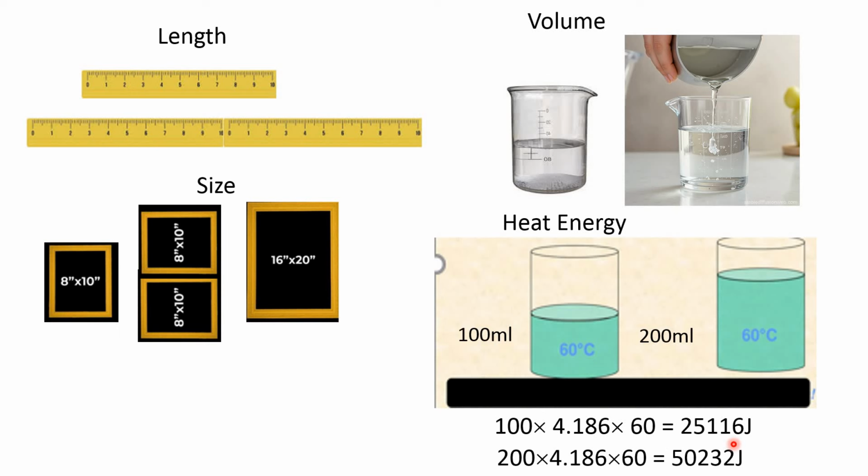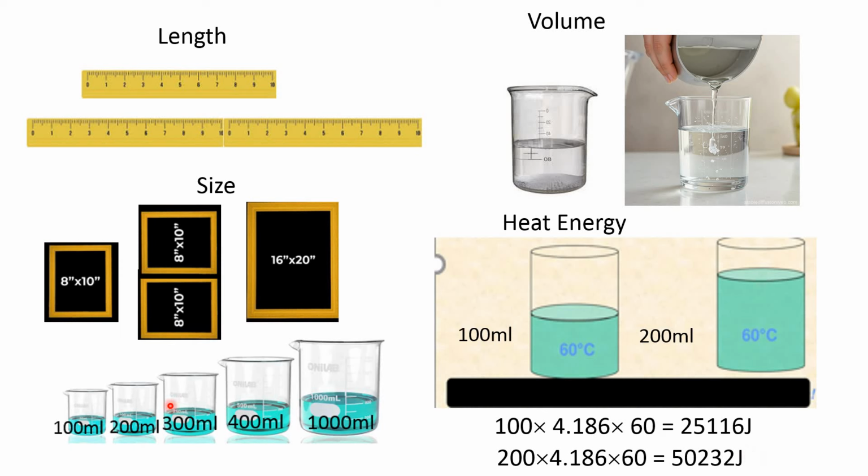25,116 joules, and here it is 200 milliliter water. So, 200 into 4.186 into 60, that is 50,232 joules. So, here the volume is 100 milliliter, here 200 milliliter, that means the amount of the liquid is double, heat energy also becomes double. So heat energy is an extensive property.